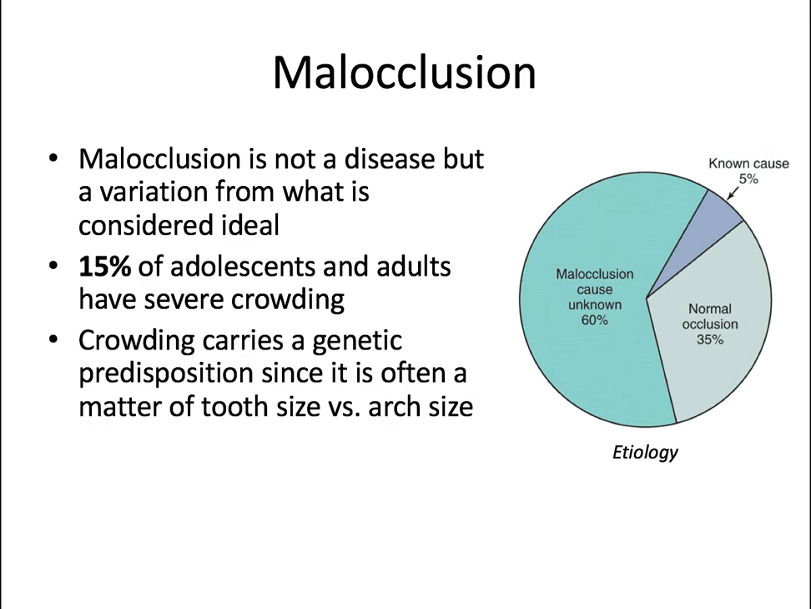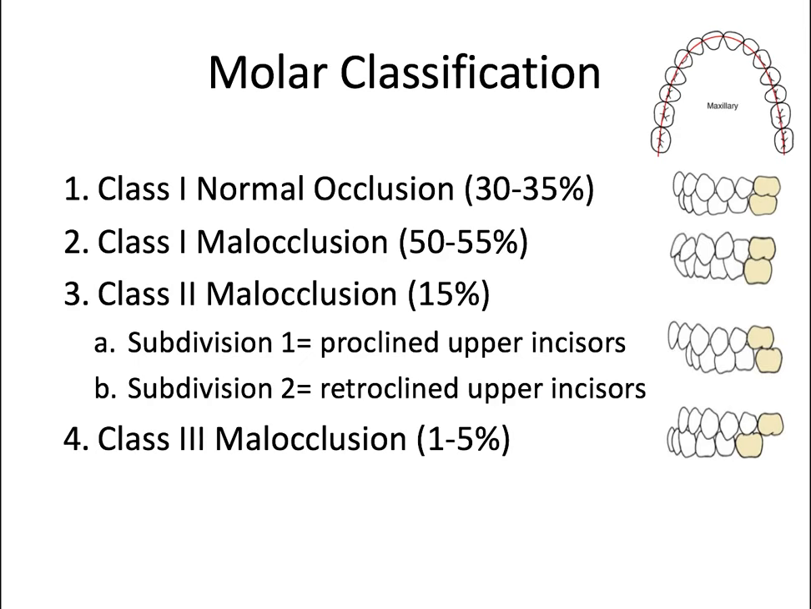For etiology specifics, malocclusion has an unknown cause in about 60% of cases. The known cause is only in 5% of cases, and then that leaves 30 to 35% of the population with a normal occlusion. So if we move to the Edward Angle Molar Classification, we have 4 main categories here. So the first is normal class 1 occlusion. That's at 30 to 35% we saw in the last slide.